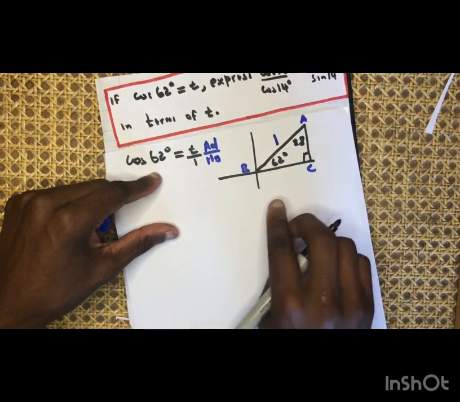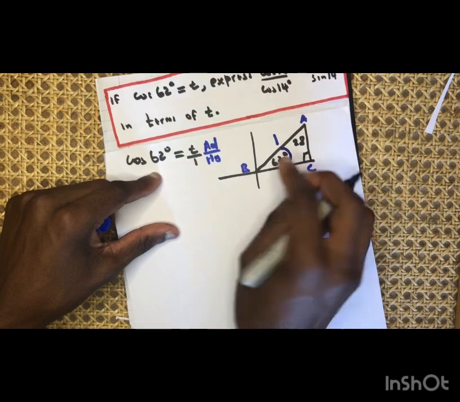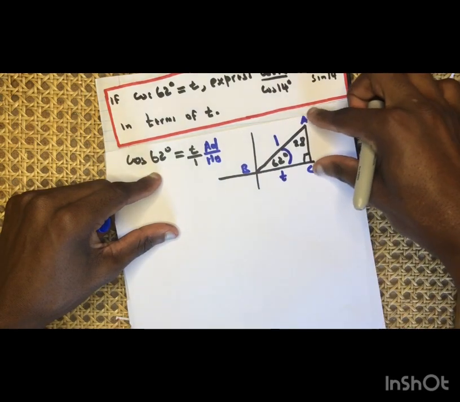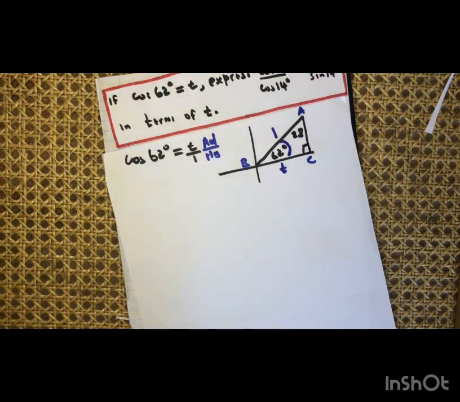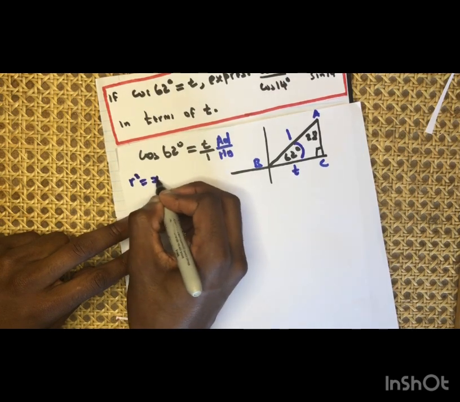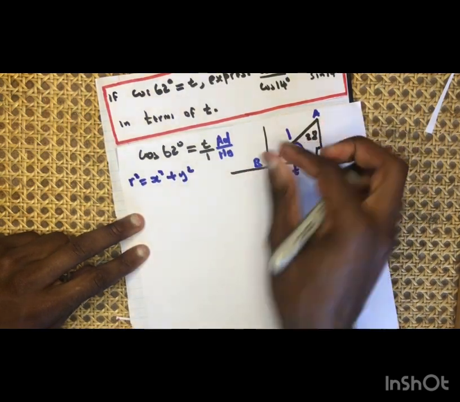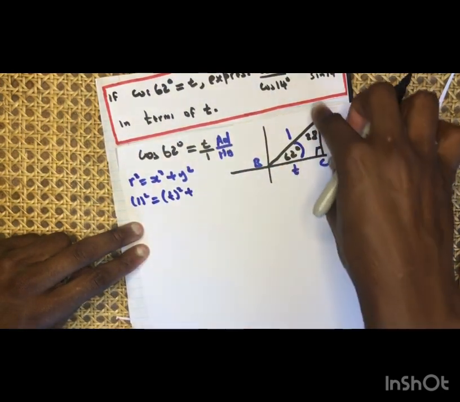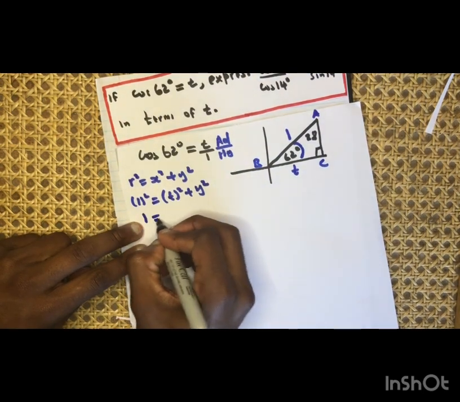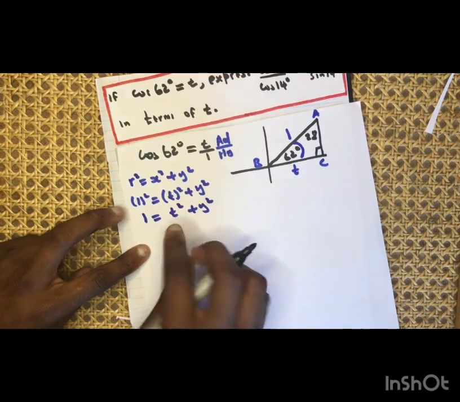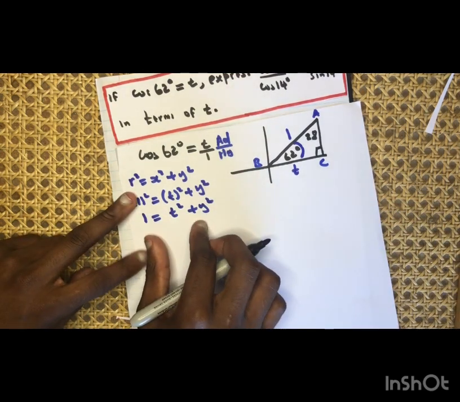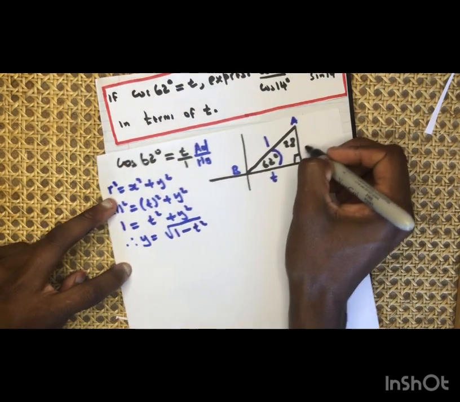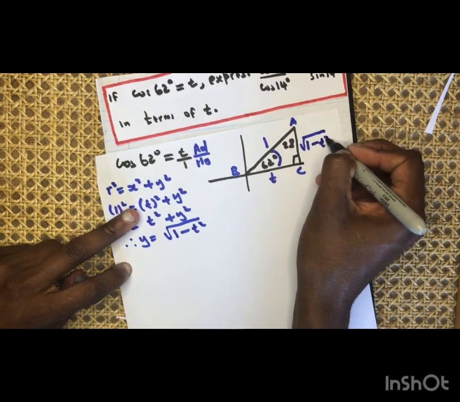So I'm going to have 1 here. Your adjacent, remember we're using 62 as your reference angle, so your adjacent is this side, BC. I'm going to have t here. So we have to work out AC using Pythagoras again. So I'm going to have r squared is equal to x squared plus y squared. So your r is 1 again, then your x we know, which is t, then we don't know y. So it's going to be 1 equals t squared plus y squared. Then you transpose this one, then you introduce the square root on both sides. So therefore your y is going to be square root of 1 minus t squared. So here we have square root of 1 minus t squared.